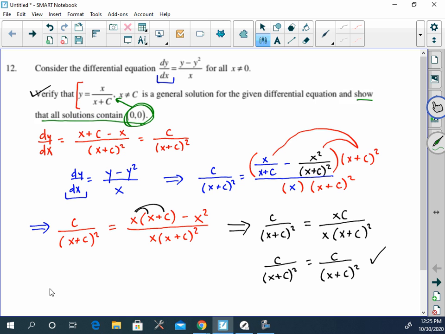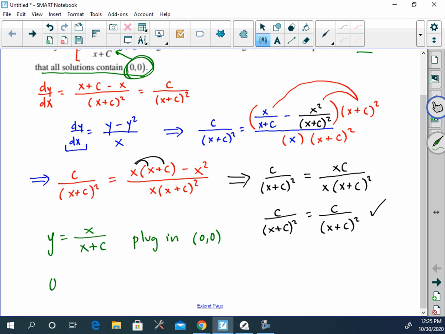So all we're going to do is start with y equals x over x plus c, and we're going to plug in 0, 0. So I'm just going to do that right below it here. So I would get 0 equals 0 over 0 plus c. So we just have 0 equals 0. So I've shown that that works. So those are really the two things. It's just a really weird question because you're like, what did I do? You showed that it worked is all you did, okay?